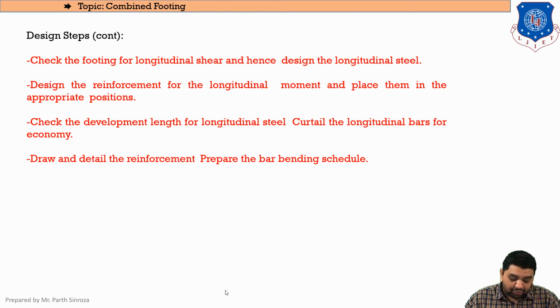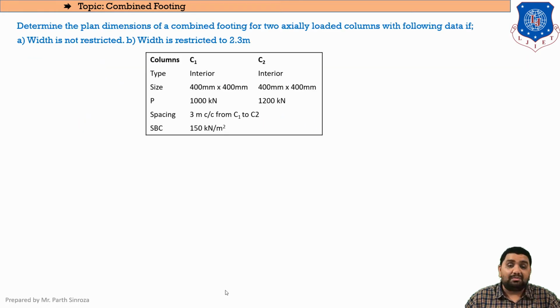And then we'll be drawing and detailing the reinforcement and preparing the bar bending schedule. The bar bending schedule is very important because it helps in saving time, and it helps in economy and safety. So these are the steps. Now we'll be looking at the sum which was asked in your GG examination.